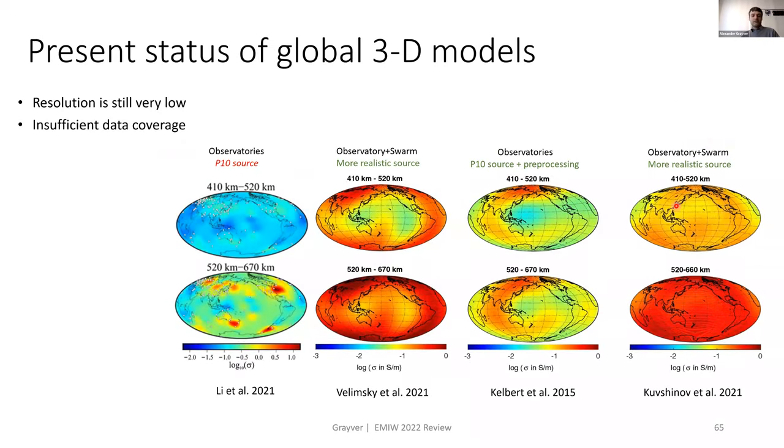There was a generation of global 3D models, also using different approaches, sometimes just taking this P10 source and the ground data, sometimes trying to do more elaborate work on the sources, trying to combine observatory and Swarm and satellite data. There are some intermediate approaches where the ground-based data is used, but there is a lot of work invested into trying to clean the data from these non-P10 source effects, such as the work by Kelbert et al.